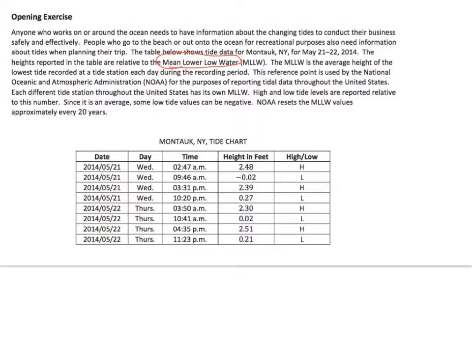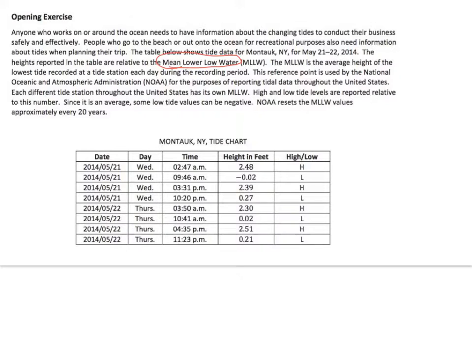Each different tide station throughout the United States has its own MLLW. High and low tide levels are reported relative to this number. Since it's an average, some low tide values can be negative. NOAA resets the MLLW values approximately every 20 years. Okay, so here is the Montauk, New York tide chart. The first question in your classwork is part A. It says create a scatter plot of the data with the horizontal axis representing the time since midnight on May 21st and the vertical axis representing the height in feet relative to the MLLW.